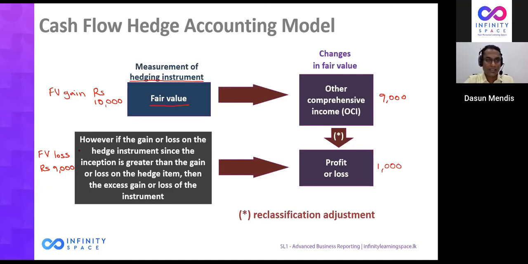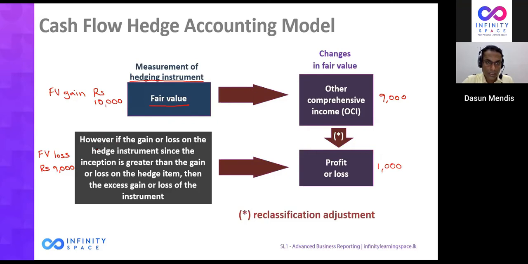Got what I say? But let's say if this value is not 10,000, if the value is 8,000, then no problem, because the entire 8,000 you take to other comprehensive income, which is less than the 9,000. Right? That is what is clearly mentioned here.